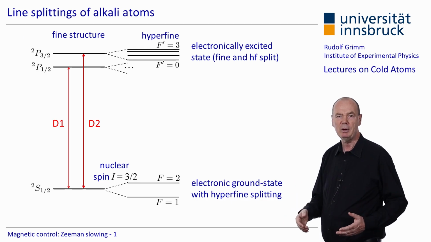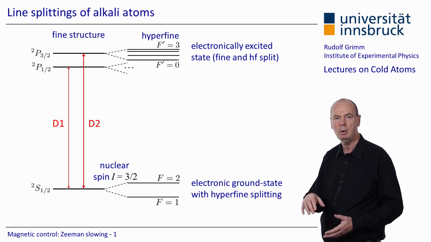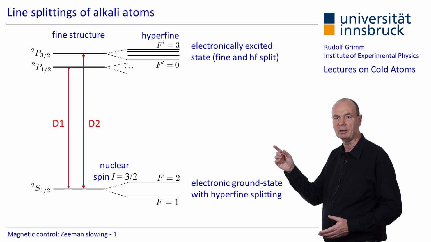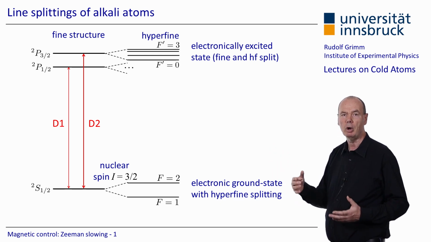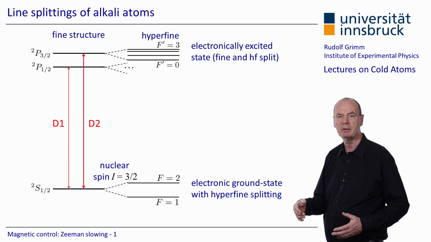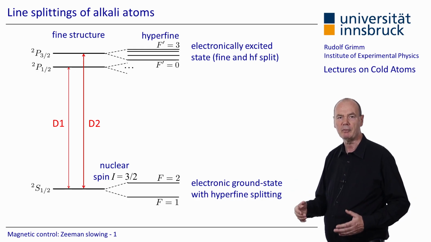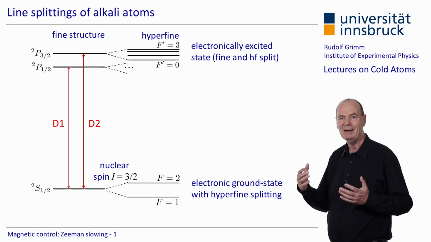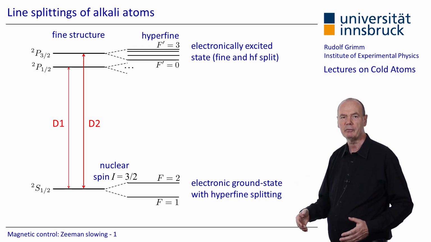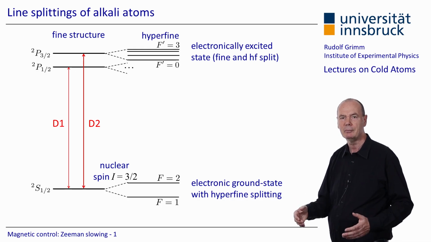Ground state hyperfine splittings are typically found in the range of a few gigahertz, for sodium about 1.8 gigahertz. And hyperfine splittings of electronically excited states are on the order of a few 10 megahertz, which is still larger than the natural line width of the transition. The details depend on the specific isotope, but the general structure is always the same. Laser excitation well resolves the hyperfine structure and allows us to select specific lines.